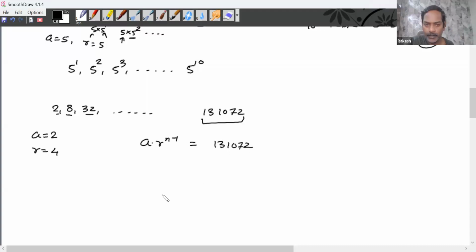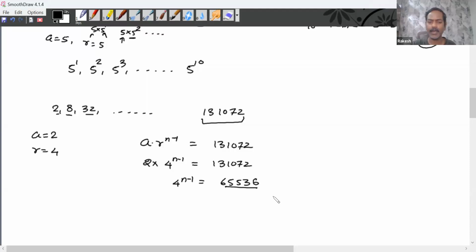Let us substitute the values of a and r. So the value of a will be 2. The value of r would be 4 to the power n minus 1. Correct? And that is equal to 131072. So 4 to the power n minus 1 would be this divided by 2. So I'll take the help of calculator here. So 131072 divided by 2, I'll be getting 65536. Correct? Now this again would be some power of 4.